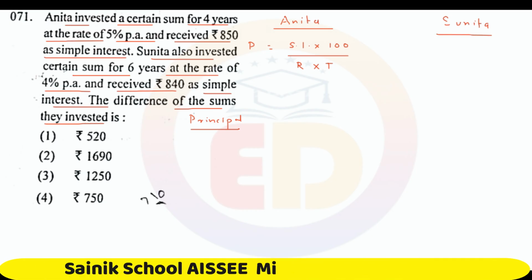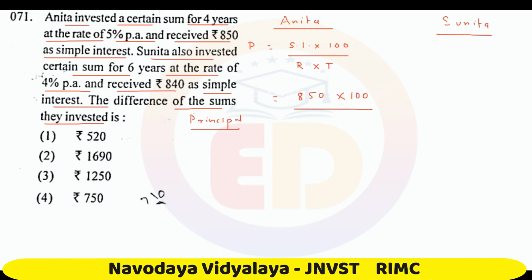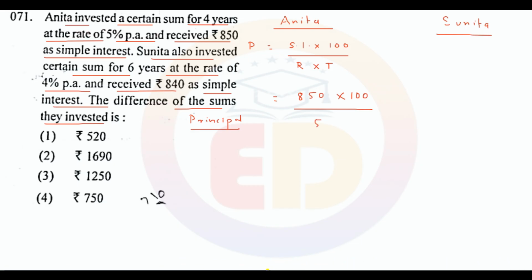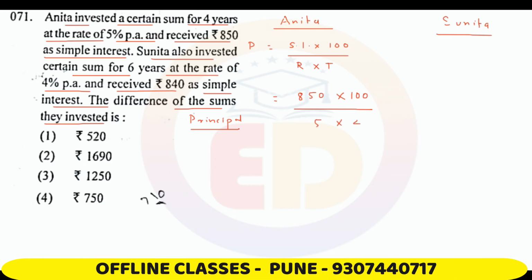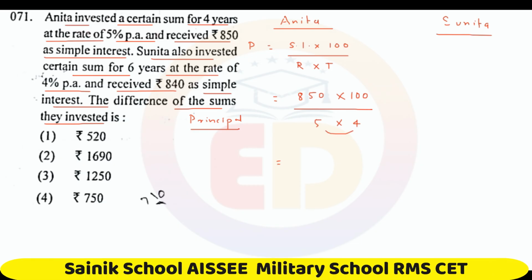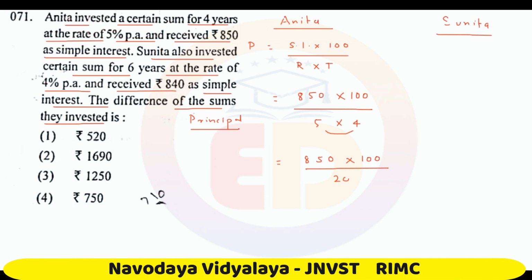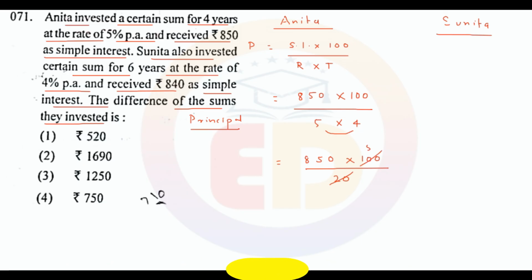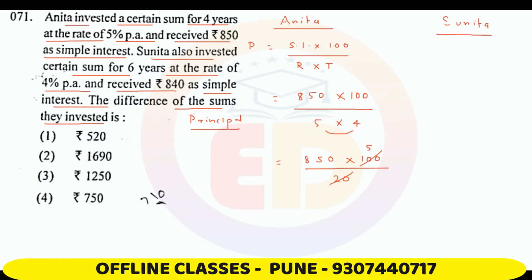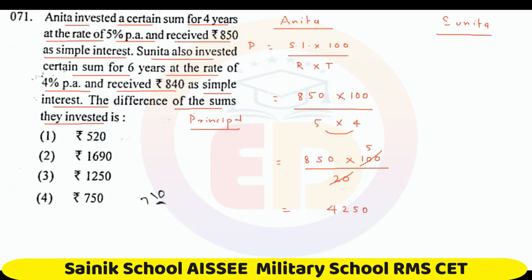For Anita, simple interest is 850 multiplied by 100 upon rate of interest is 5 into time is 4 years. Now in the denominator, 5 into 4 is 20. So this is 850 multiplied by 100 upon 20. Divide 20 and 100, it is 5. 85 into 5 is 425. Add a 0. Principal amount of Anita is 4,250.